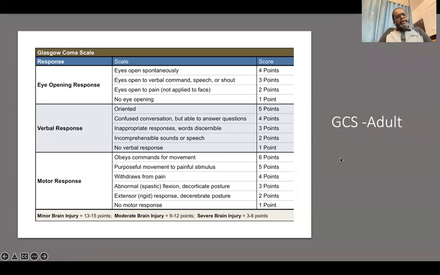The Glasgow Coma Scale is what we have conventionally been using for many years. It has three components: eye opening, verbal response, and motor response, with an aggregate of 15 points. Depending upon this score, you classify the brain injury into minor or mild, moderate, or severe.